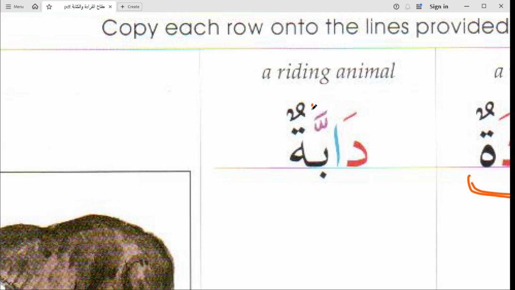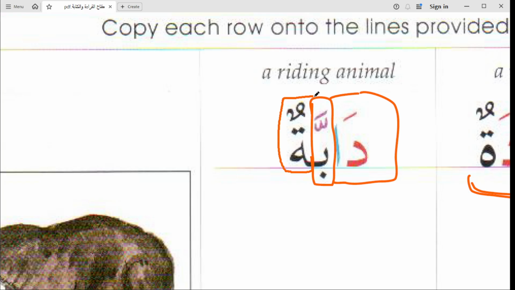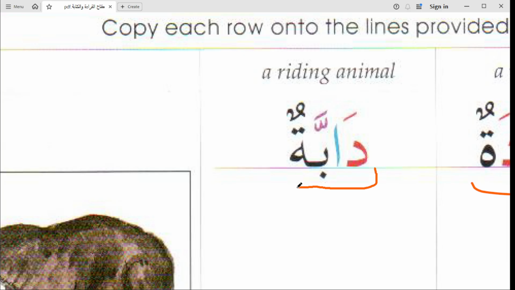And here is ba. Ba with shadda fatha. Double ba with fatha is going to be ba. So dabba. And there is tun at the end. So dabbatun. Alright, let's try to merge the sound faster. So dabbatun. Dabbatun means a riding animal in Arabic. Try to say it. Dabbatun.